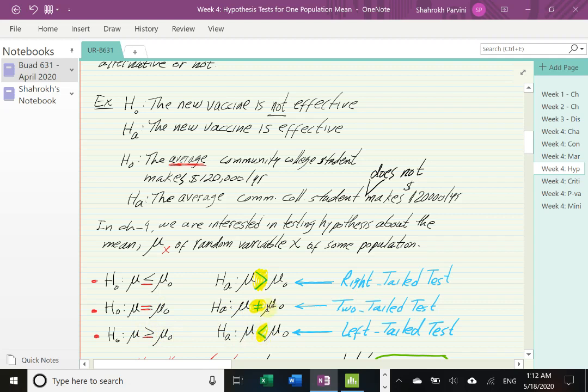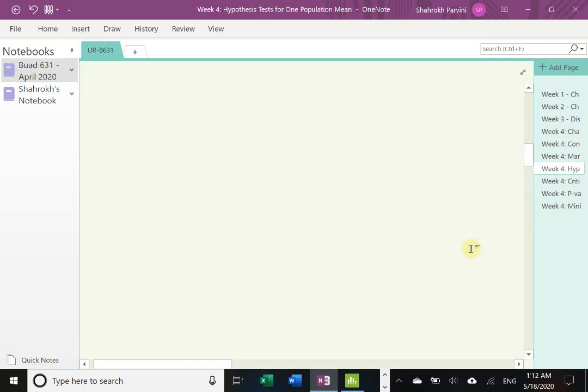Now, the alternative that has greater than in it, we refer to that as a right tail test. If the alternative does not equal to, this is referred to as a two-tail test. And if it's less than some hypothesized value, then we call that a left tail test. That's just to classify or categorize the hypothesis test.